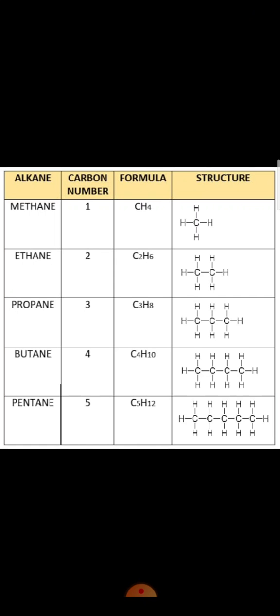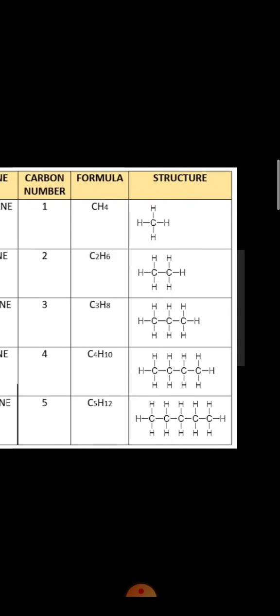So what we observe in this series, CH4, C2H6, C3H8, C4H10, in this whole series we will find the difference between the first member and the second member. This is the difference of CH2, 1 carbon and 2 hydrogens, and in molecular mass it is the difference of 14. So this is the series which is called homologous series of alkane.